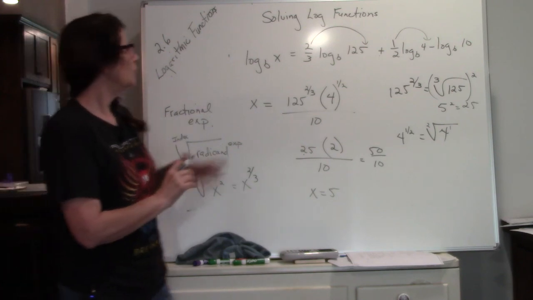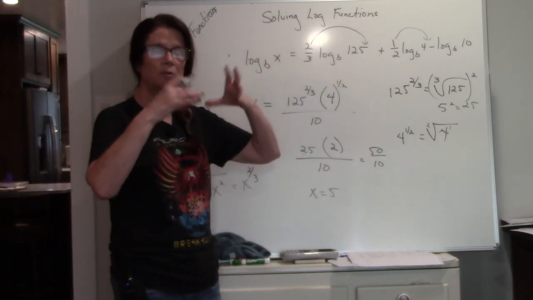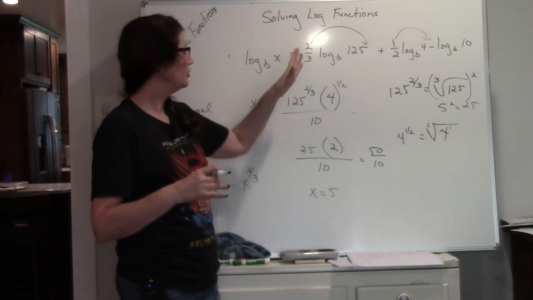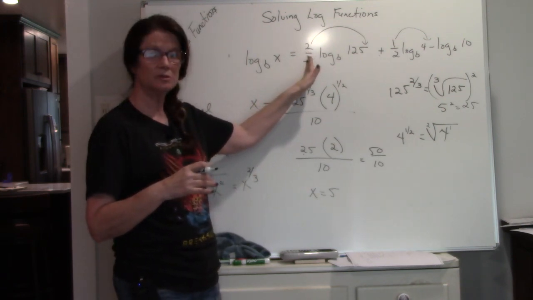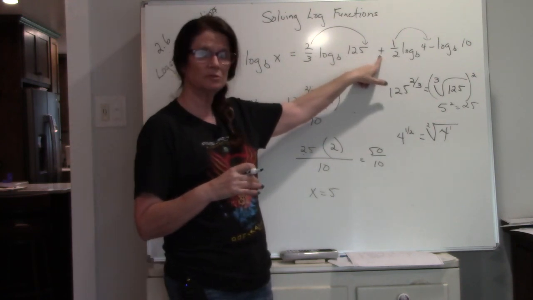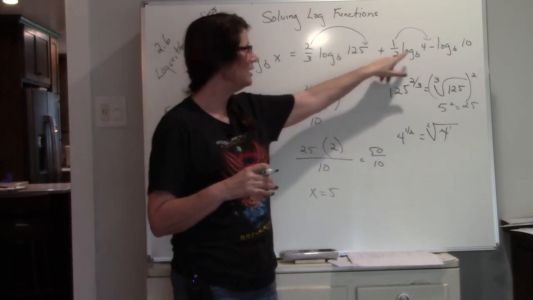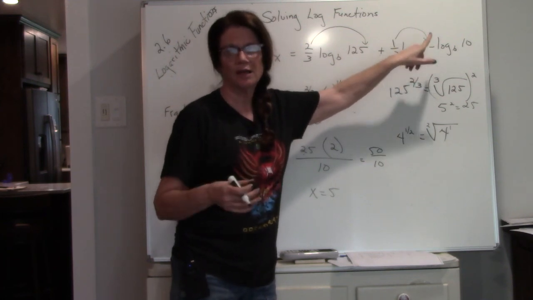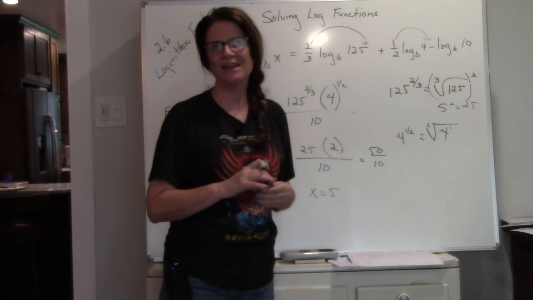Okay, so what this does is it puts all of those properties of logs together into one function. You have your power rule, exponent on an exponent. You have your product rule. When you see a plus sign, you multiply. And the quotient rule. When you see a minus sign, you're dividing. Okay?